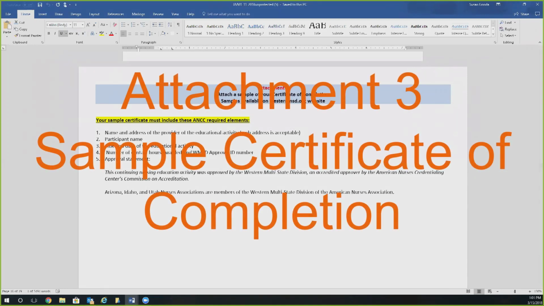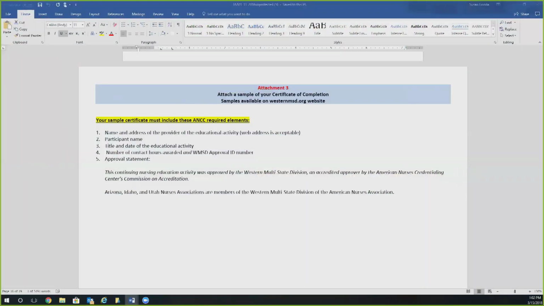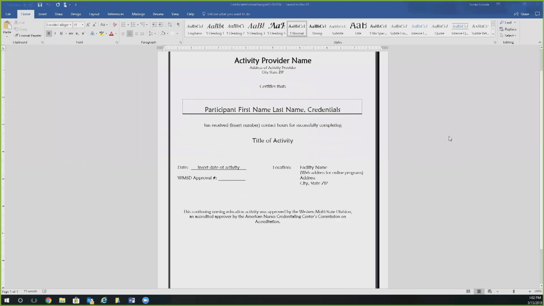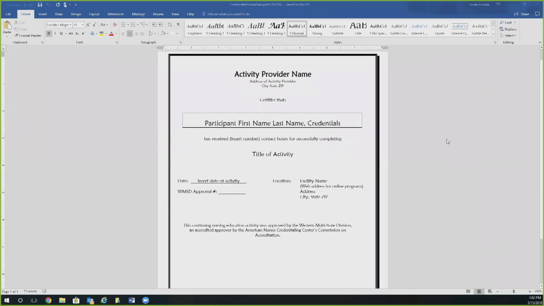Sample certificate of completion. Now, I did pull this up because it's not in the packet. So let me open it and move it over so that you can see it. So it's just a sample, but there's certain things that you have to have within the certificate. You have to have the activity, the name, the provider's name, the address, the participant's name. You don't have to have the credentials. Insert the hours that are being awarded for the activity.